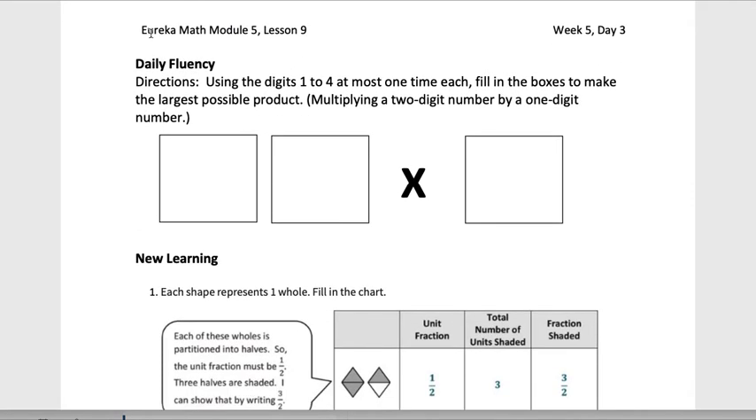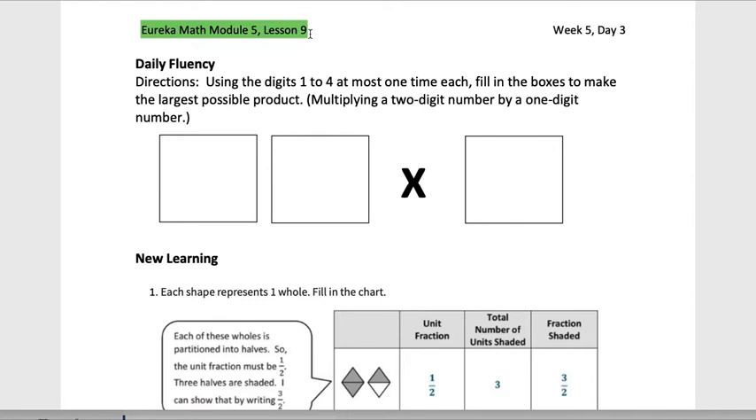All right, now, ladies and gentlemen, we are on lesson 9 of module 5, and we are on day 3 of week 5. Now, it's asking you to use the digits 1 to 4 at most one time each, so you can only use it one time, to fill in the boxes to make the largest possible product. Multiply a 2-digit number by a 1-digit number.